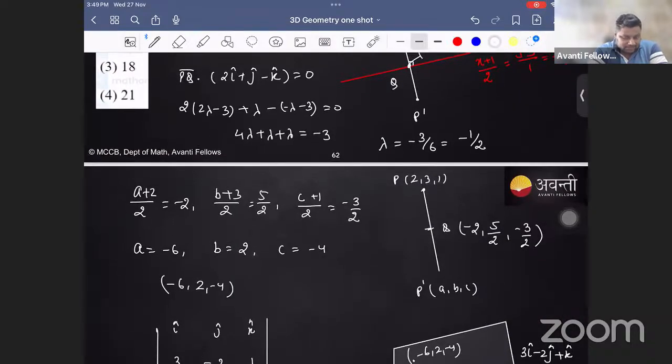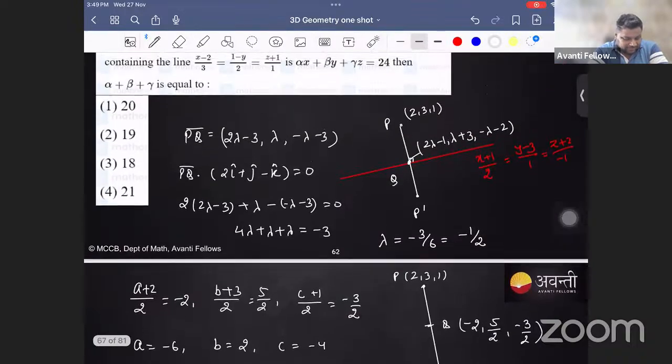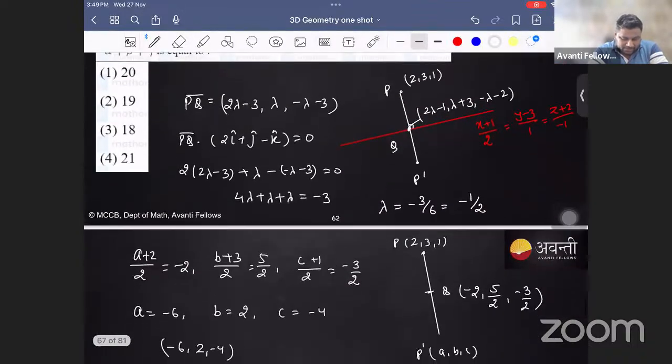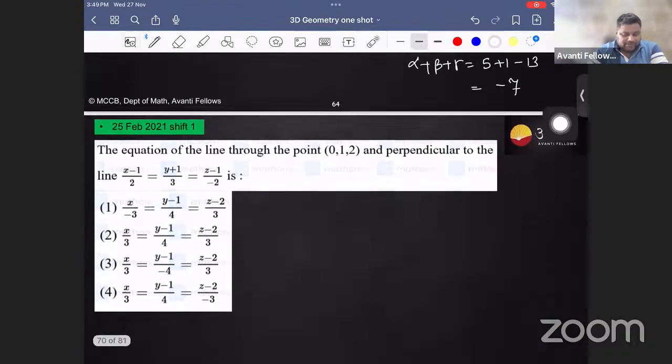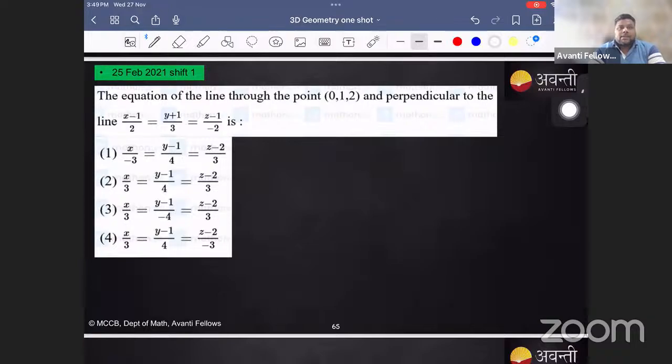Image is minus 1 by 2, minus 2, 5 by 2, and this is minus 3 by 2... minus 2, minus 6. I think I have done everything correct. Okay, you guys check it later on, because everything I have done is correct, I think. Well, now try this one. Anybody?